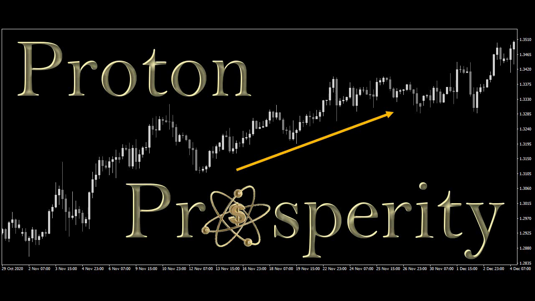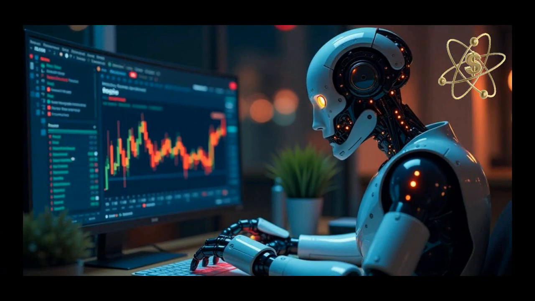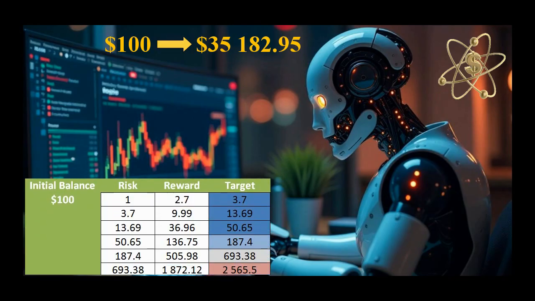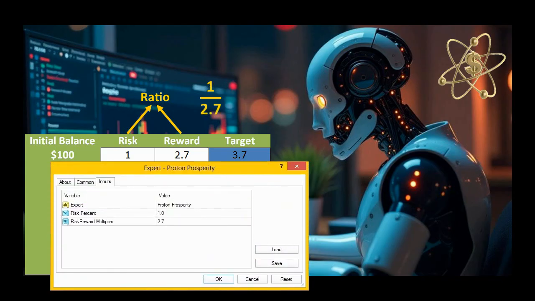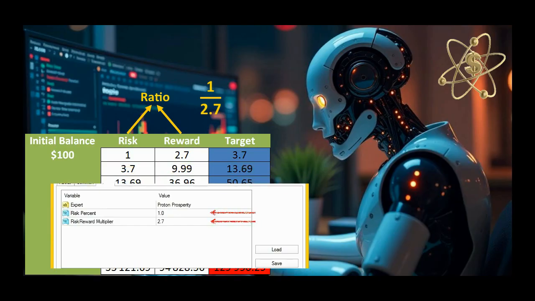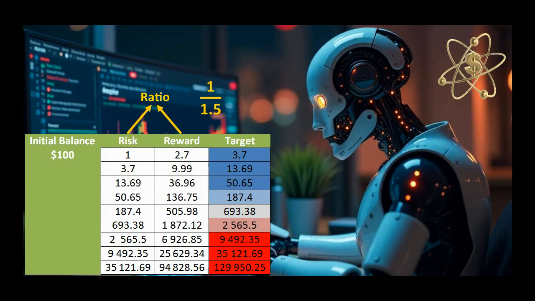In this video we are going to show you how a trading robot can exponentially grow a small account in a couple of weeks using proper risk management. Here's how it works. Firstly, our risk-reward ratio is always 1 for 2.7. This means for every percent we risk, we expect 2.7% as profit. Anything above 1 for 1.5 has a positive expectancy for profitability.